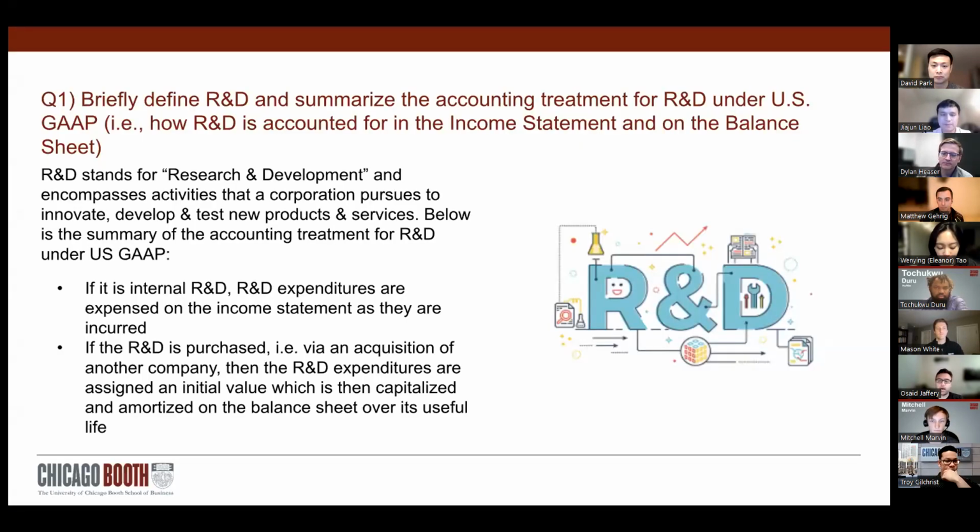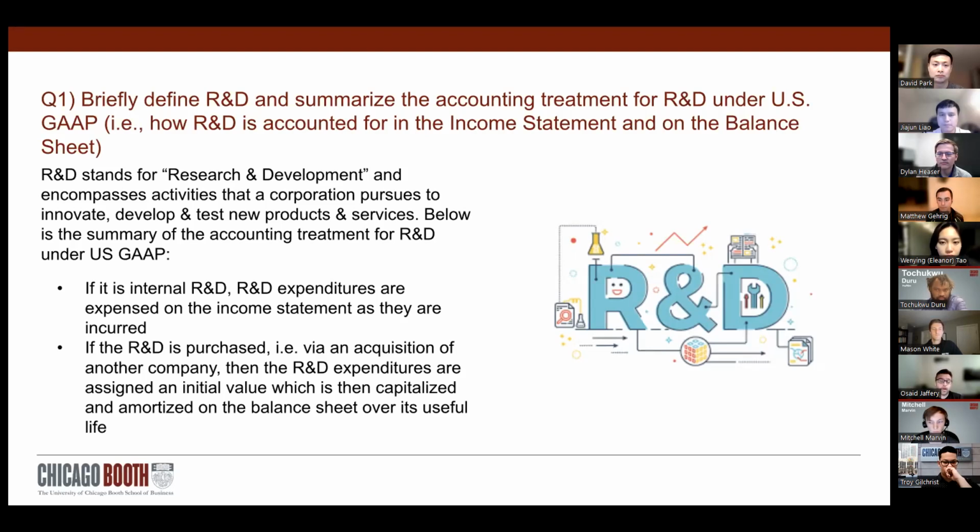So question one is about what R&D is and summarize the accounting treatment for the R&D under US GAAP. So R&D stands for research and development, and it basically talks about the activities that a corporation pursues in order to innovate, develop, and test new products and services.